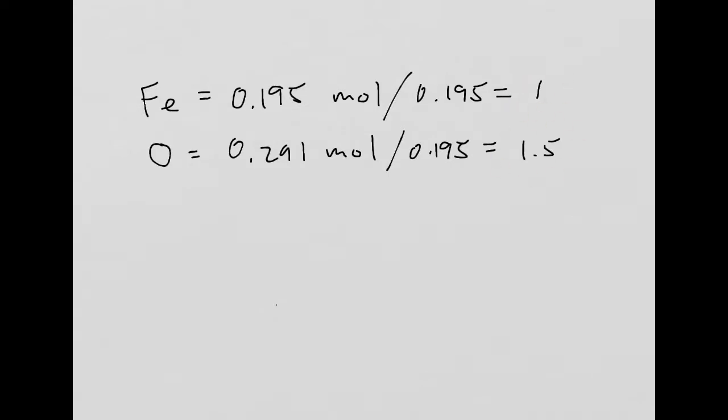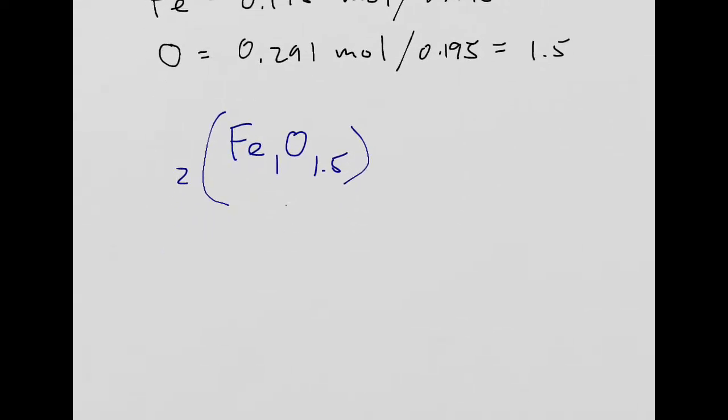Now, if I were to put together the empirical formula, it would be Fe1O1.5, which is wrong. You can't do that because you need to have whole numbers. So all you simply need to do is multiply both of the subscripts through by 2, which would give you Fe2O3. There you have it.